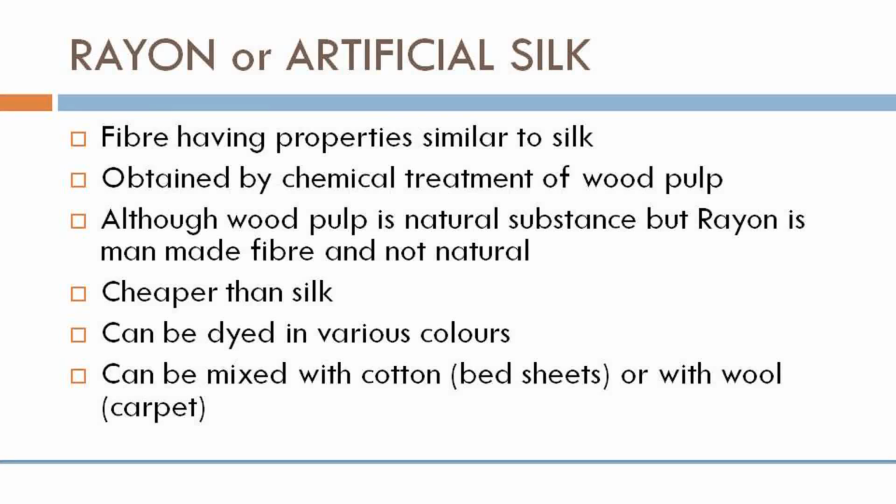There are various synthetic fibers. A major example of synthetic fiber is rayon, which is also known as artificial silk because it has properties similar to silk. Rayon is obtained by chemical treatment of wood pulp. Although wood pulp is a natural substance, rayon is classified as a synthetic fiber because it is a man-made fiber and not naturally occurring. Rayon is cheaper than silk and can be dyed in various colors. It can also be mixed with cotton for making bed sheets or with wool for making carpets.